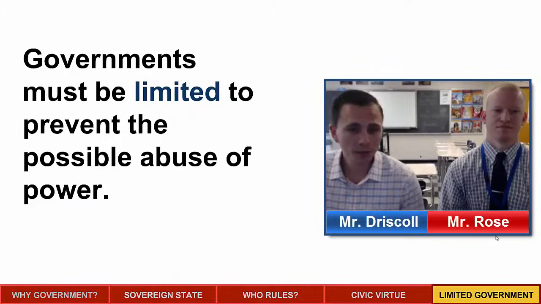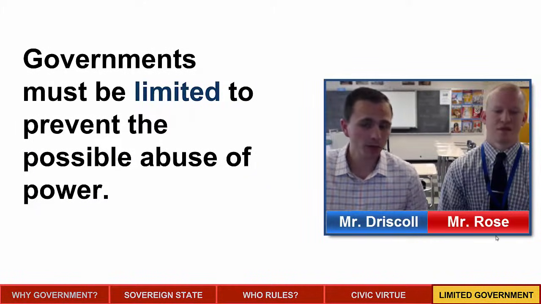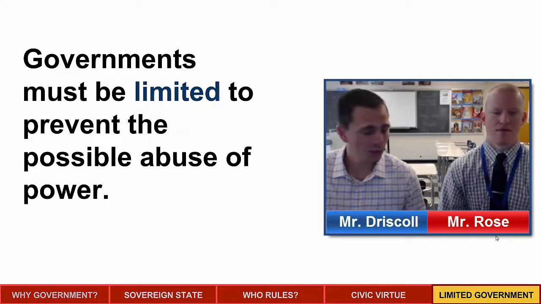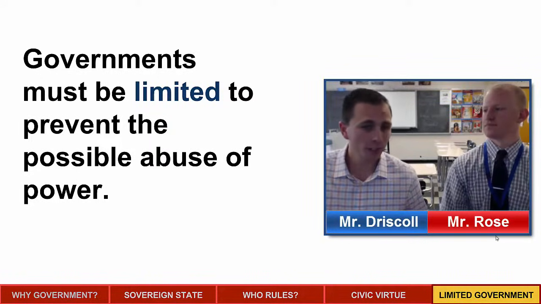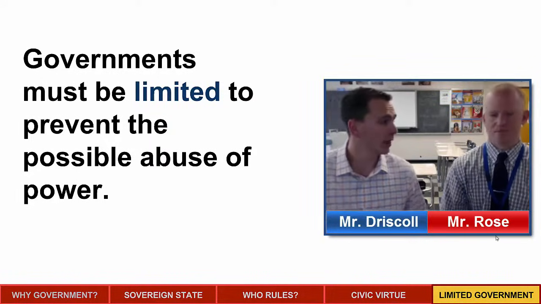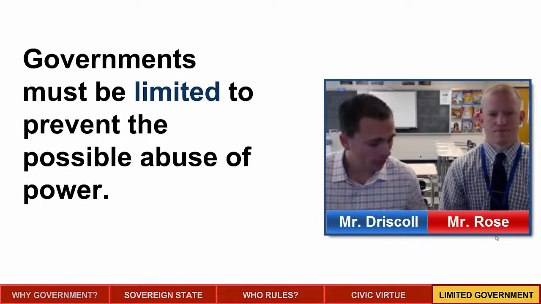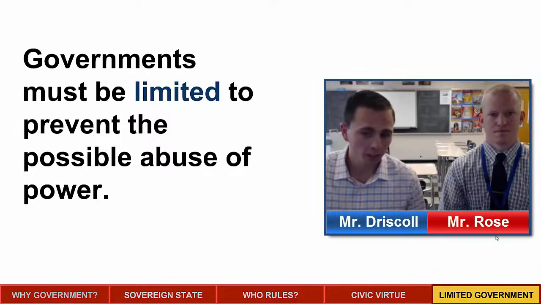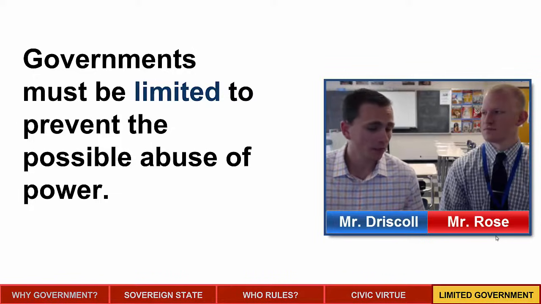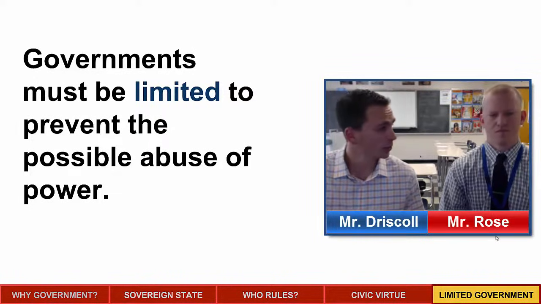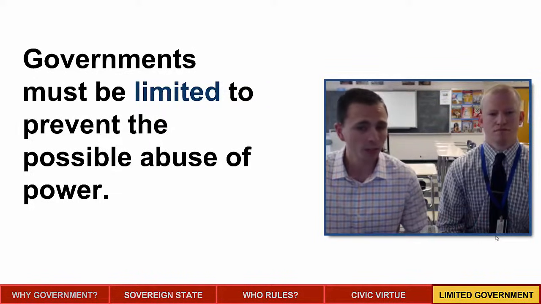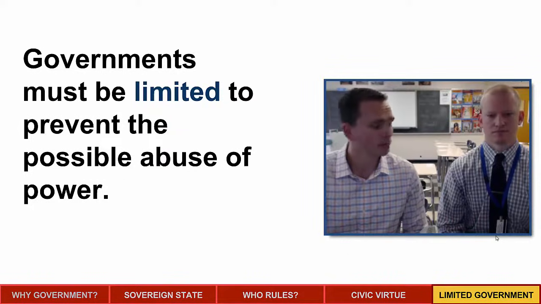Okay, governments must be limited to prevent the possible abuse of power. And we do this because throughout history there's been countless examples of governments actually doing this and abusing power. So by the time the founders sat down during the convention to establish this, we had a lot of history and precedent set of people abusing it. So they specifically set up our Constitution to try to limit this possible abuse in the future.